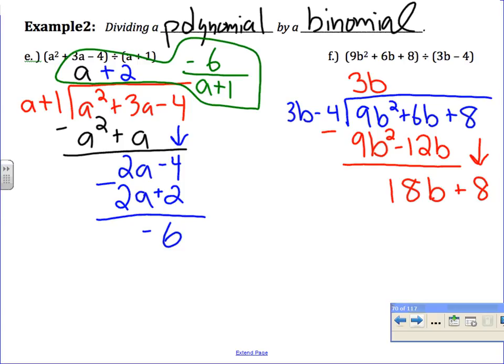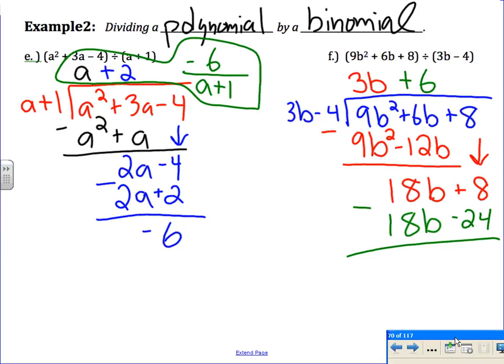Okay, 3b goes into 18b how many times? Positive 6 times. At this point, you take the 6 and multiply it by the binomial. 6 times 3b is 18b. 6 times negative 4 is negative 24. We are always subtracting. 18b minus 18b is 0. What's 8 minus negative 24? So 32. Remember, you're always subtracting.